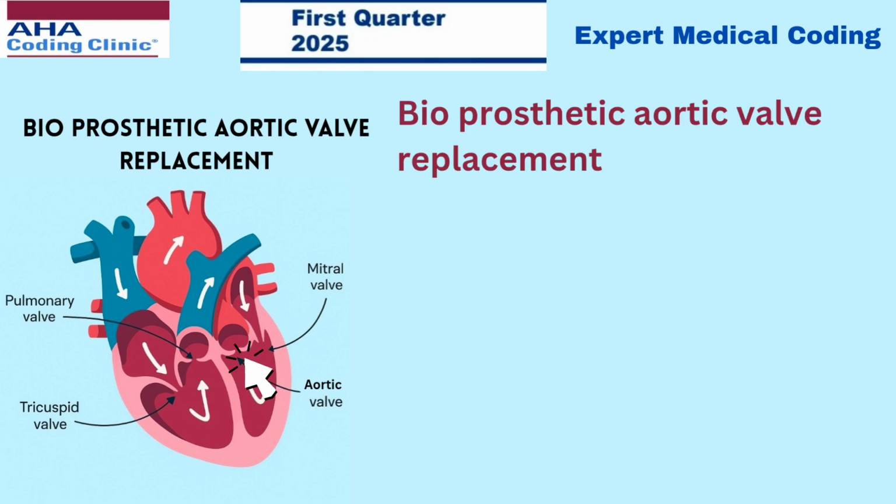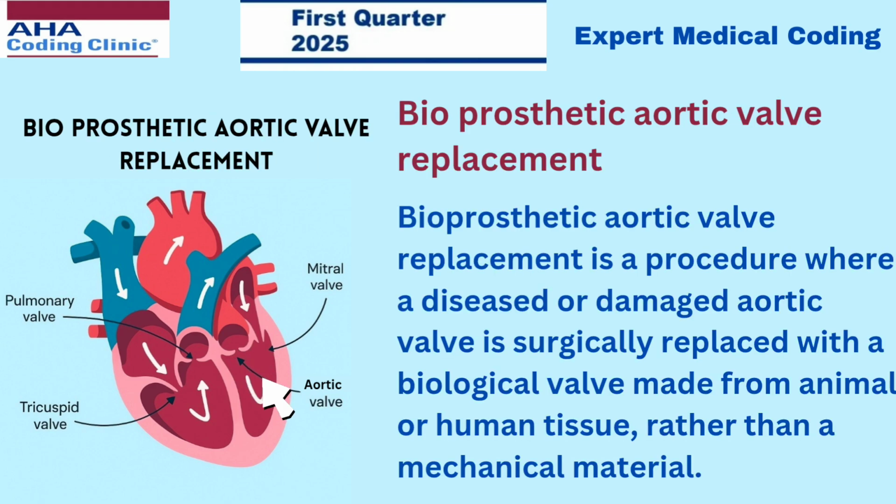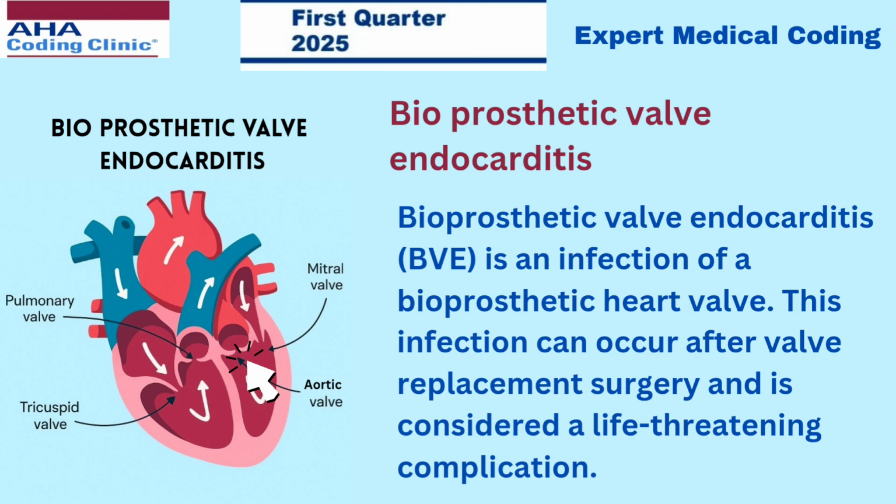Bioprosthetic aortic valve replacement. Bioprosthetic aortic valve replacement is a procedure where a diseased or damaged aortic valve is surgically replaced with a biological valve made from animal or human tissue rather than a mechanical material. Bioprosthetic valve endocarditis. Bioprosthetic valve endocarditis is an infection of a bioprosthetic heart valve. This infection can occur after valve replacement surgery and is considered a life-threatening complication.